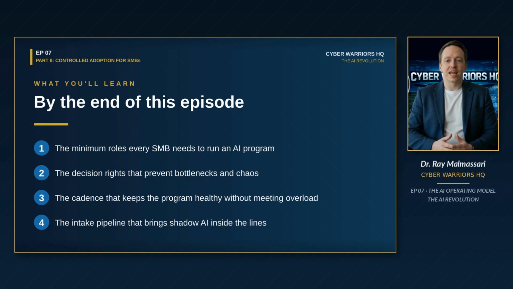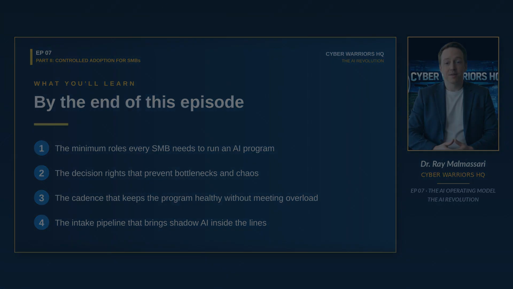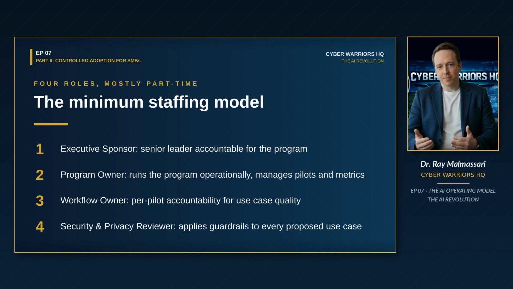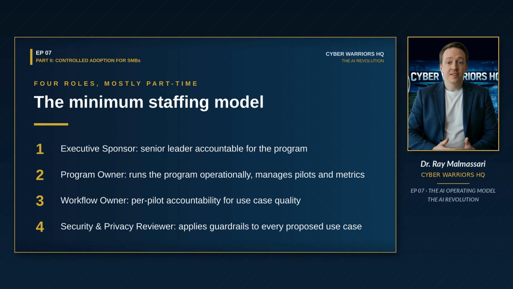Today, I'll walk you through what that lean model actually looks like. You need 4 roles, not 4 people. 4 roles, which can absolutely be filled part-time by people who already work for you. Role 1, executive sponsor. The senior leader accountable for the AI program, usually the CEO at smaller companies or the COO or CIO at slightly larger ones. The sponsor doesn't run the program day to day. They protect it, fund it, and make the high-stakes decisions when escalated. 5 to 10% of their time at most.